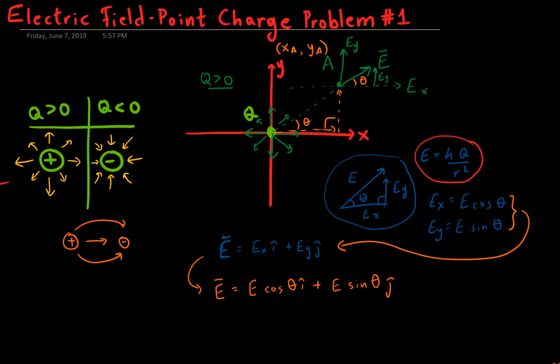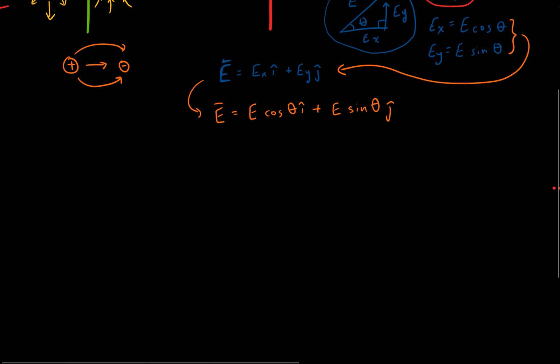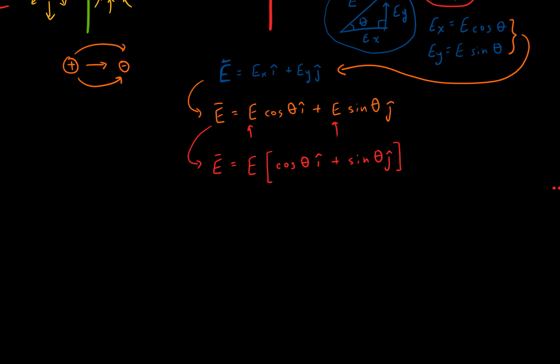Now, before I plug it in, let's try to do some simplification first, just for the sake of ease. I see that E is in common in both components of these vectors, so I can just as well factor them out as a scalar. So cosine of theta i hat plus sine of theta j hat. And that's pretty much it. Now let's go ahead and plug in what E was. We see E is equal to k times q over r squared times cosine of theta i hat plus sine theta j hat.